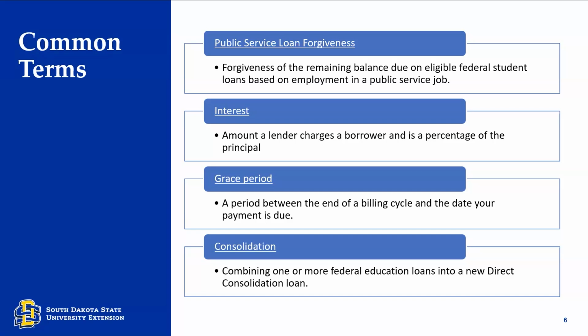So consolidation, then, if you take all of those federal student loans and consolidate them into one, it averages out that interest rate. So if you have some loans that have maybe a 7 or 8% interest rate and some that have a 3 or 4%, then they're going to average that out, and that's going to save the borrower money in the long run, because they'll have less interest to deal with.